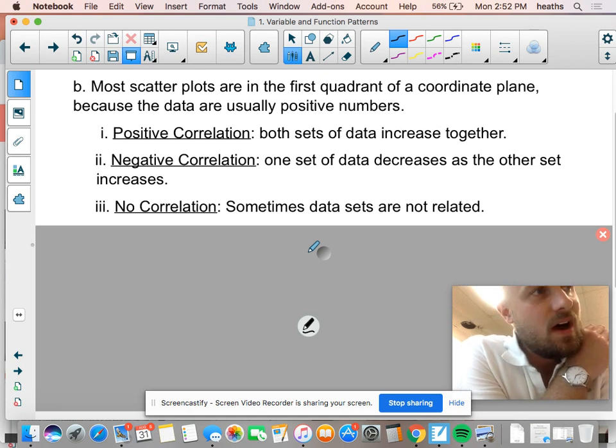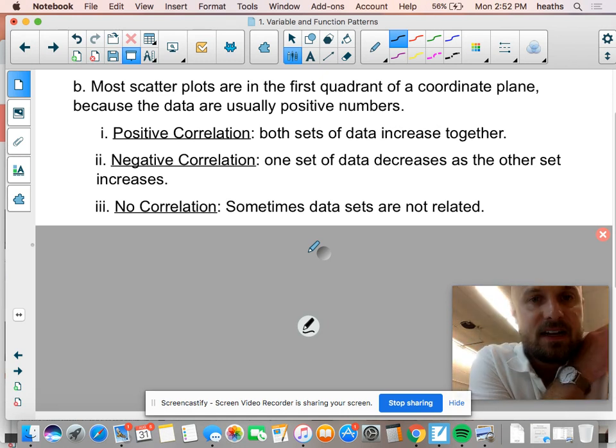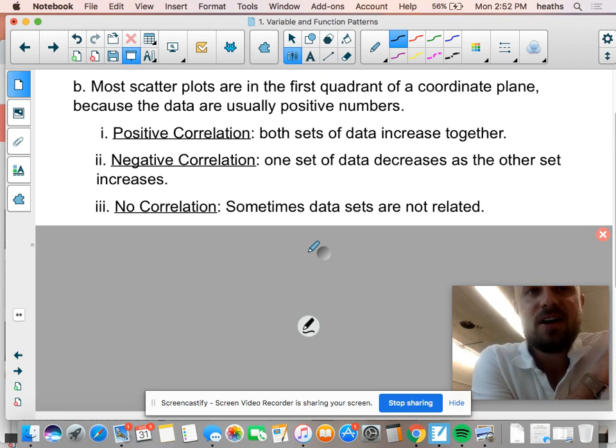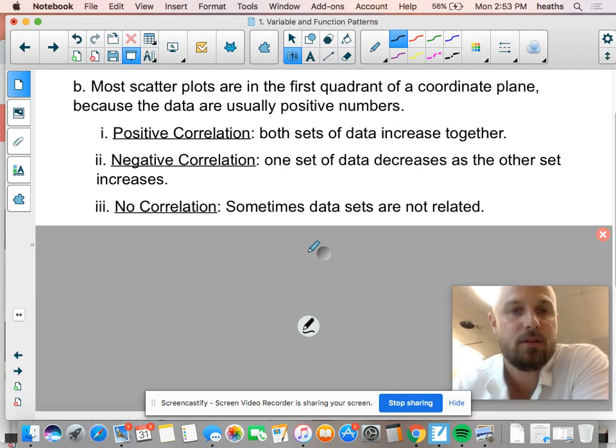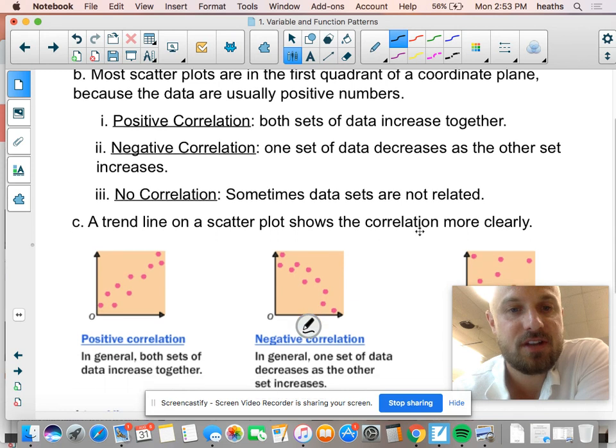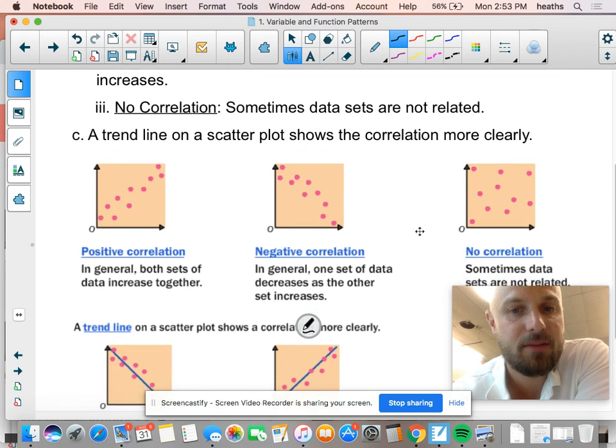And then once in a while, you may see ordered pairs or data that just has no correlation. So the x values and y values are just completely unrelated. And sometimes data sets are just not related, and that is identified as having no correlation. I think these pictures will probably show this off a little better, but I'll show it over there on my screen in a second.